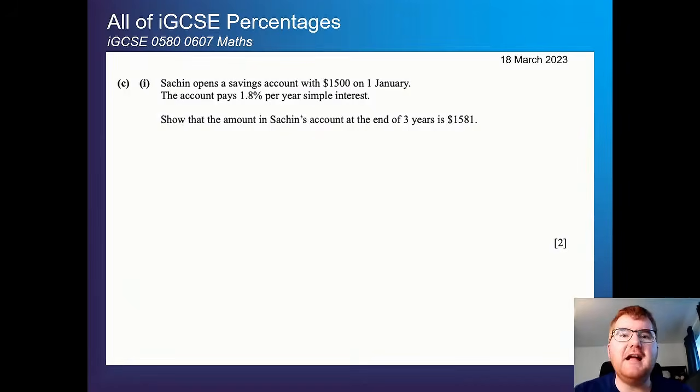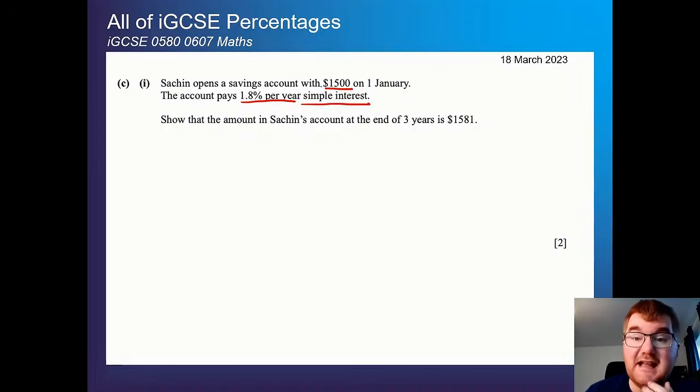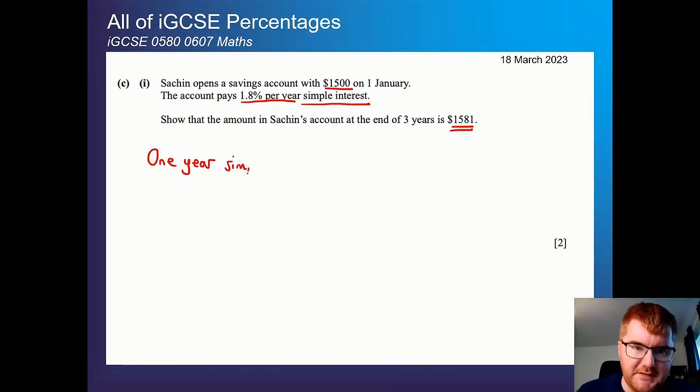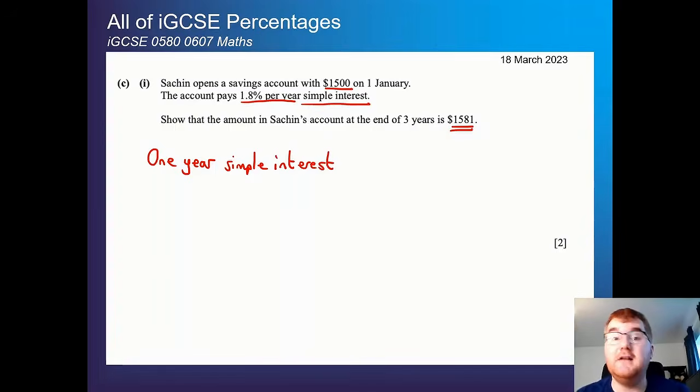Now, Sachin and Britta do have some savings accounts as well, which we're going to look at in this particular question. So Sachin opens it up with $1,500 on the 1st of January, and it pays 1.8% per year simple interest. So we've seen that phrase before in the previous question, and we want to work out that he has 1,581 at the end. So the first thing we're going to do is work out 1 year simple interest. That's going to be the first thing that we can calculate here. And the way that we do that is find 1.8% of $1,500.